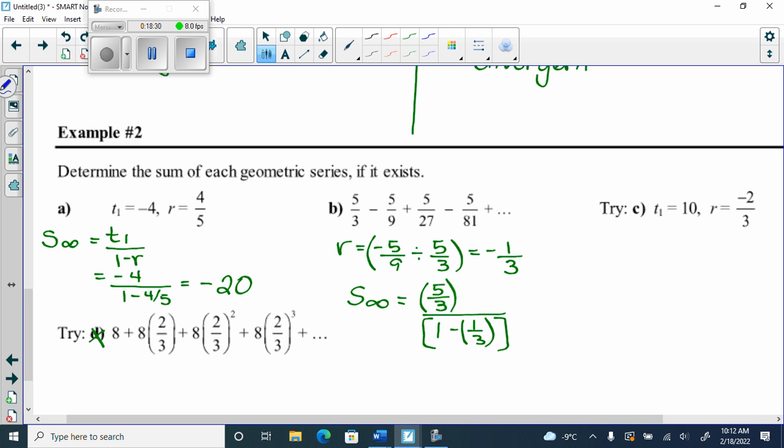Write it down right. Look at that. It's 1 minus negative 1/3. There should be a negative sign. Retype. So you got it right. Negative 1/3. Type it in. Yeah.